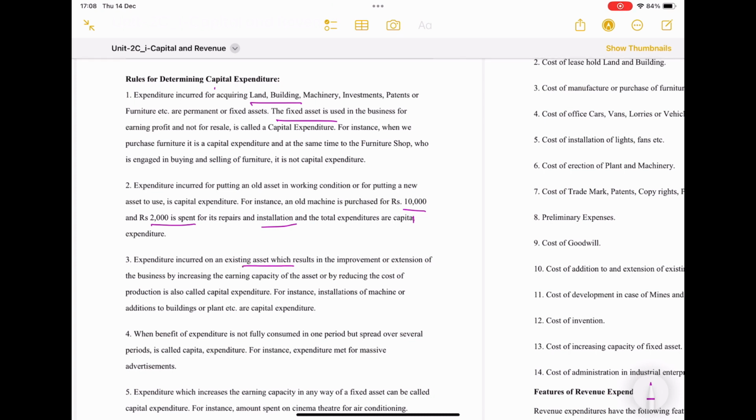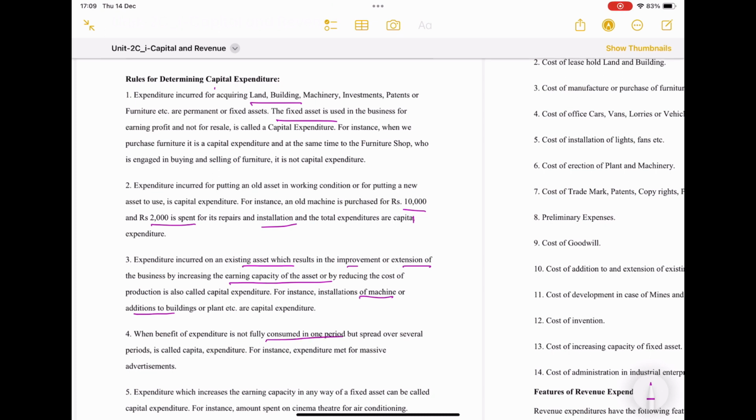Third point, expenses incurred on an existing asset which result in improvement and extension of the business activity by increasing the earning capacity or decreasing the cost of production. For example, installation of machine, addition to the building or plant. If you have a 2-floor building and you construct one more floor, or add one more room, or extend some places, those things are also identified as capital expenditures.